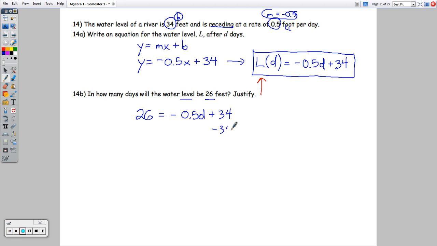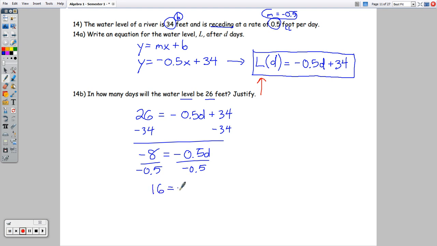If we subtract 34 from both sides, that's negative 8 equals negative 0.5 D, and then divide that by negative 0.5, and this would become positive, negative divided by negative, and this would be 16 right here. So 16 days is my units. That would be what D equals right there.